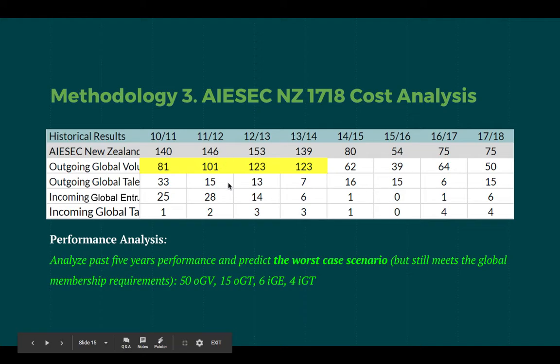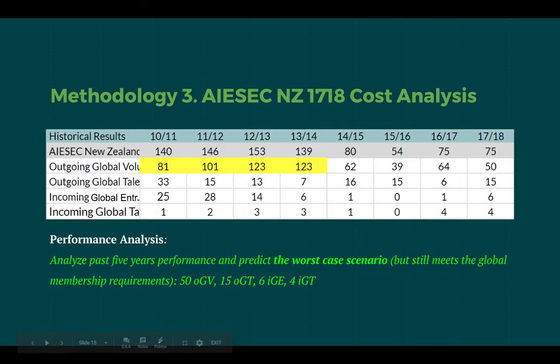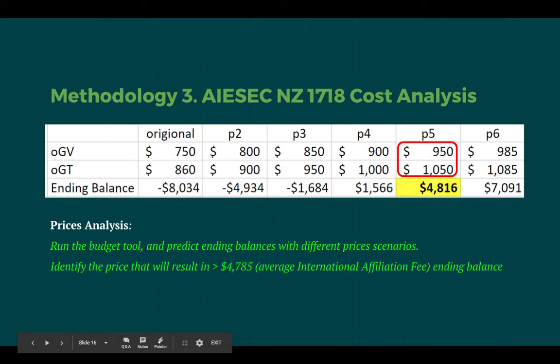So based on the past 5 years' performance, I identified that the worst case scenario will be this situation. Next, when I run the different prices, I use the previous expenditures and performance assumptions if we have this many. Running different budgets, I concluded that this package would be the optimal price for us if we want to have this ending surplus.